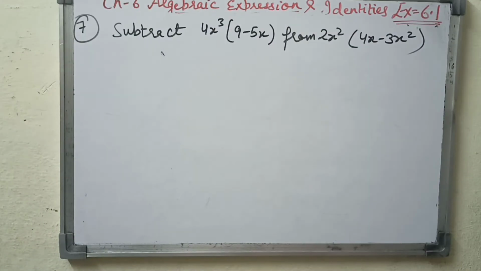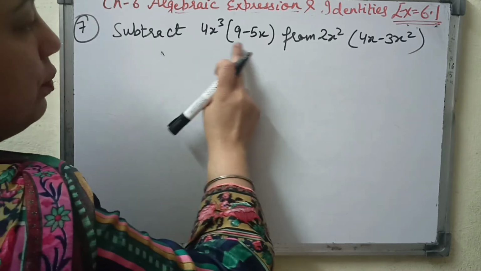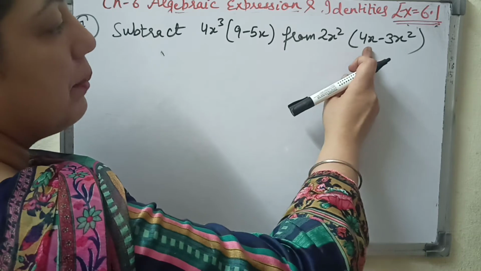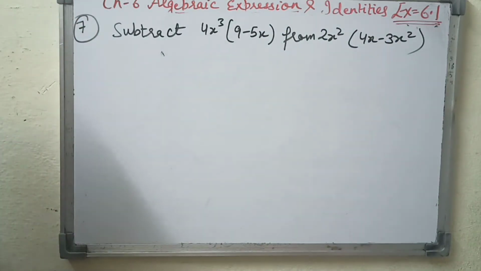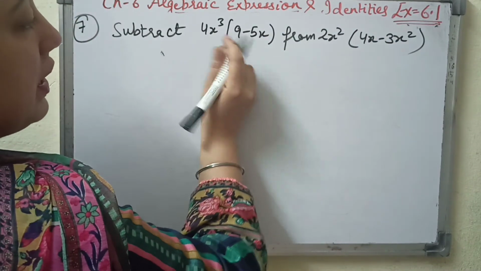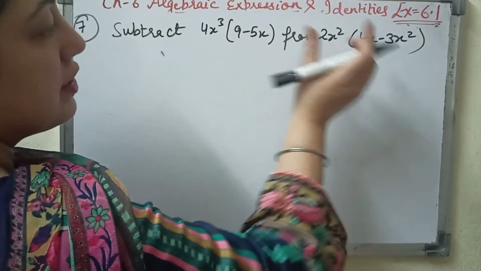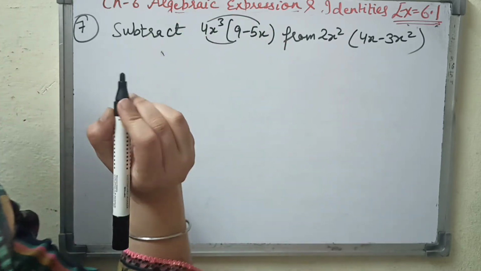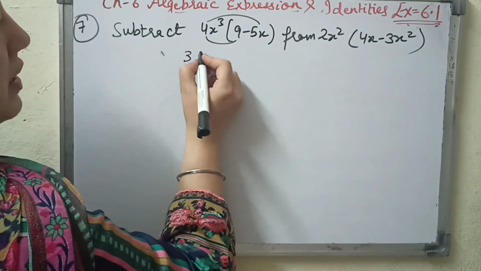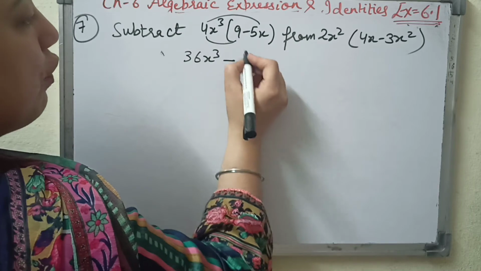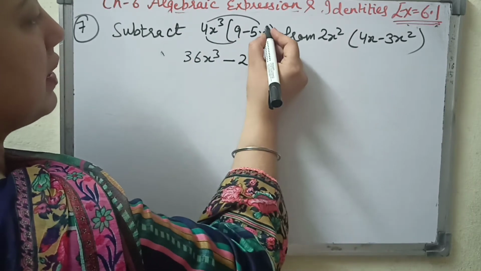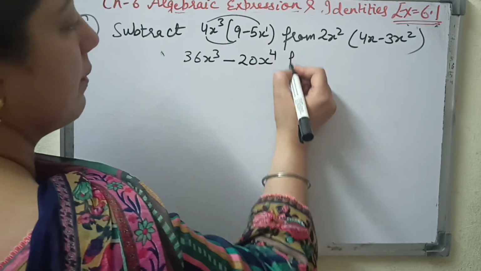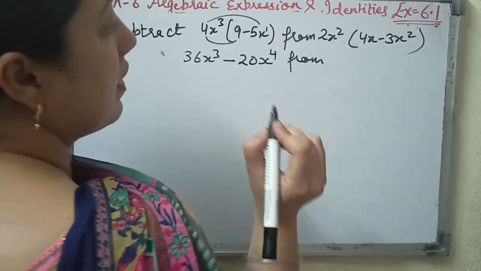Sum number 7 is subtract 4x cube (9 minus 5x) from 2x square (4x minus 3x square). First of all, we simplify the first term, and this is your second term. 4x cube multiplied with the 9, and 4x cube multiplied with the 5x. 9 4s are 36x cube and 4 5s are 20x⁴, because x cube times x is x⁴. Now the second term: from 2x square times 4x.